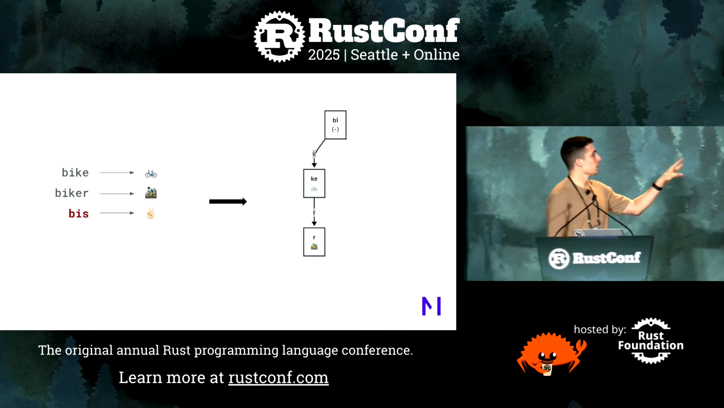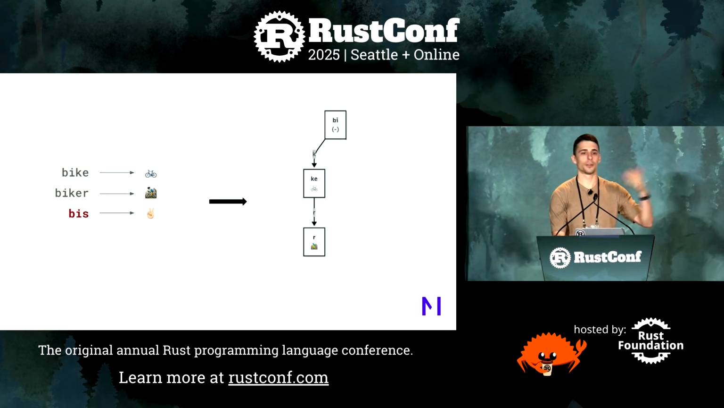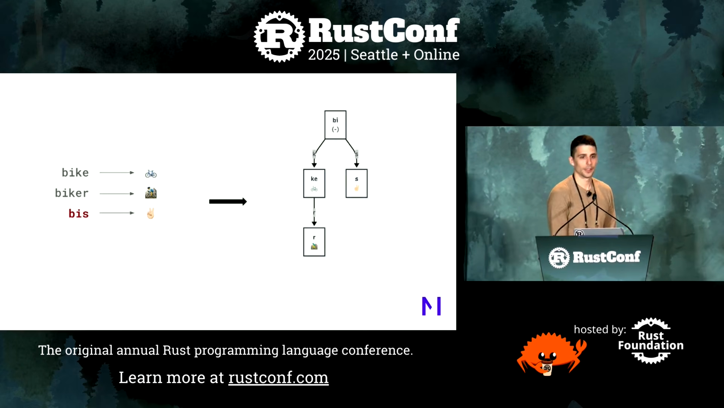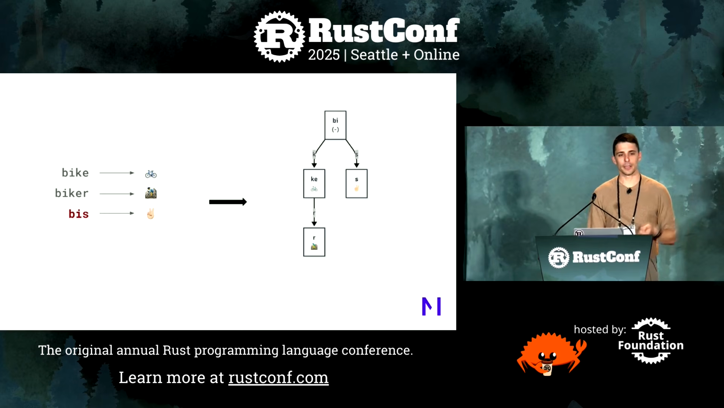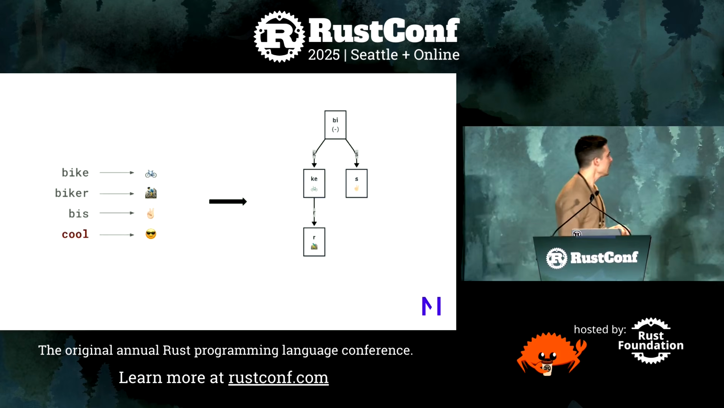Once the tree is in this shape, then storing bis becomes simple. We do exactly the same thing we did when storing biker. So we store the suffix. We have a child node that's going to have s as the label, and as the payload is going to have the victory emoji. Last but not least, you have cool.